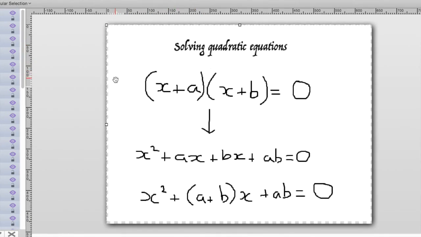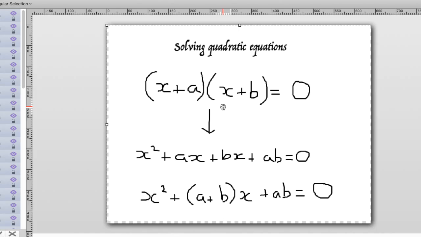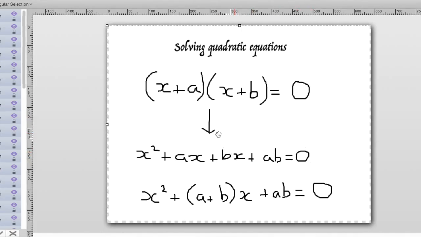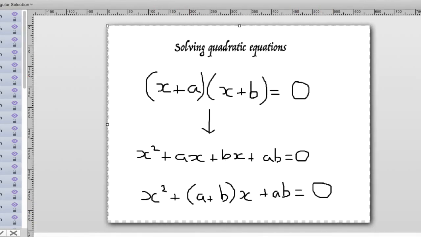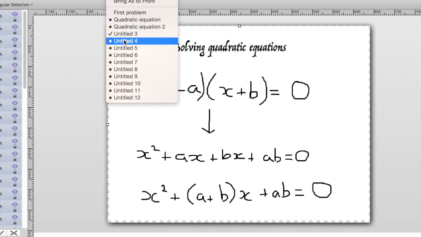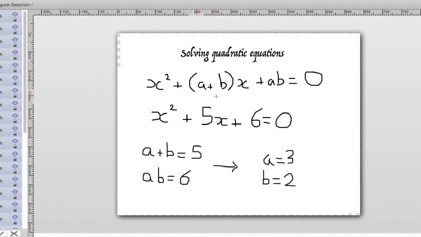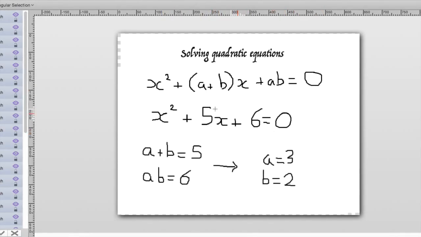So let's just have a bit more of a look at this formulation. We're saying that x plus a, x plus b has to equal 0. So if I just multiply this out, x squared plus ax plus bx plus ab equals 0, and then I just group together my x terms here, I end up with this. So now let's compare that to our original question. X squared plus a plus b x plus ab equals 0, and x squared plus 5x plus 6 equals 0.